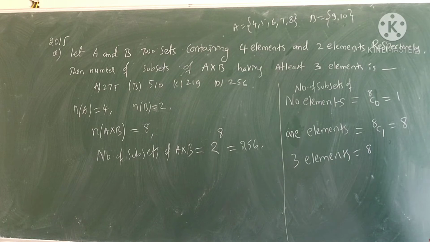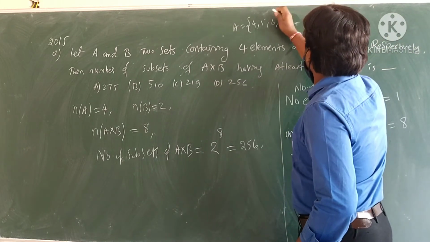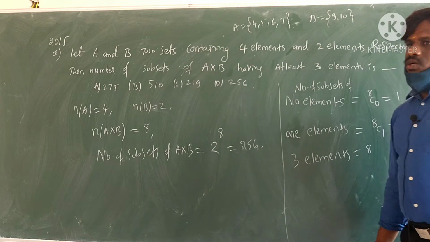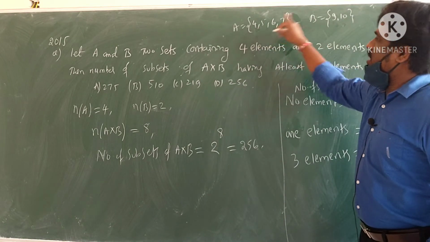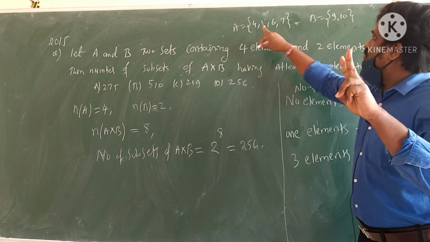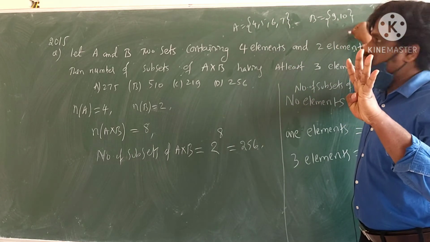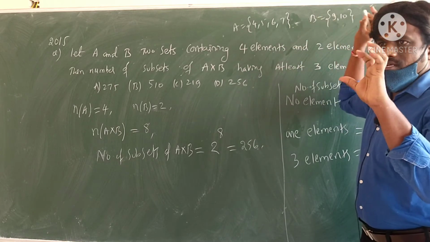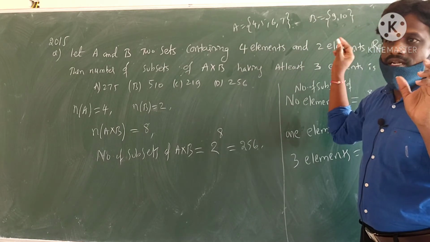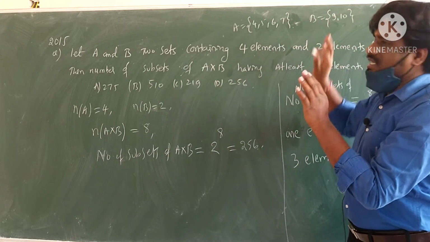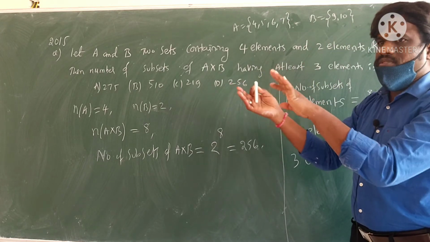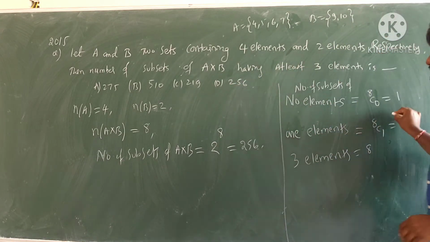Okay, fine. Now correct? You understood? (4, 9), (4, 10), (5, 9), (5, 10), (6, 9), like that. One element combination I am telling. See, (4, 9) is one subset of A cross B. (4, 10) is one pair, one relation, that is also a subset. Like that, how many? 8.